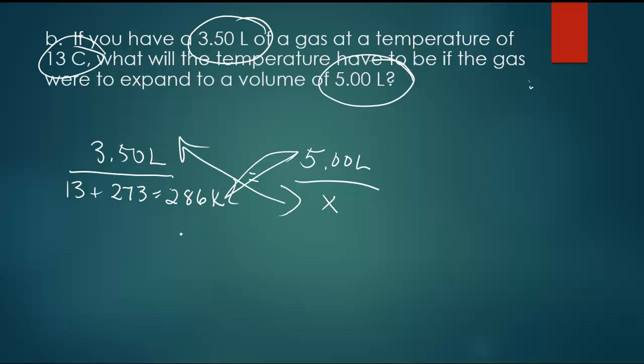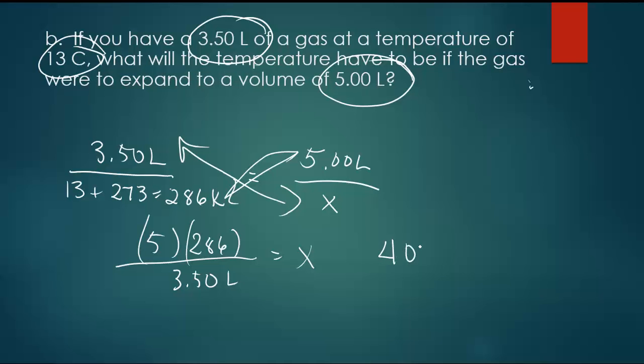So 5 times 286, divided by 3.50 equals, okay, how many decimal places did they give you temperature? 409. Can you round up? 408.5. Then you can round up to 409.